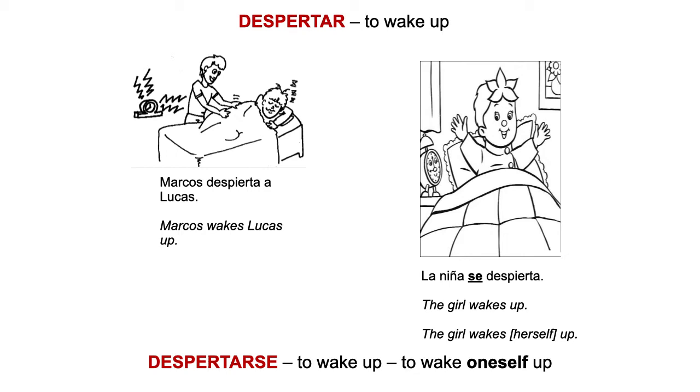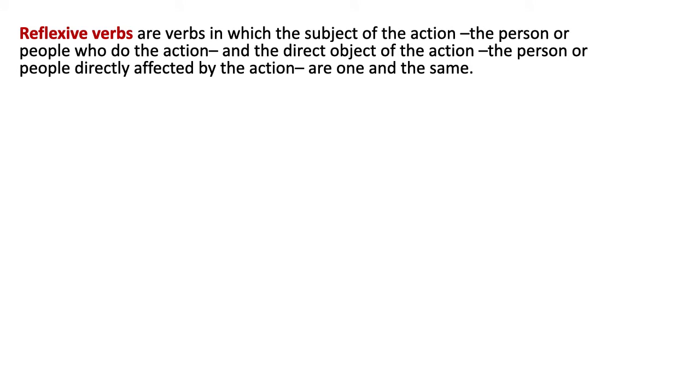The first one, despertar, is just a normal verb. The second one, despertarse, is what we know as a reflexive verb. Okay? So what are reflexive verbs? They are verbs in which the subject of the action, meaning the person or people who are doing the action, and the direct object of the action, meaning the person or people directly affected by the action, are one and the same. What do I mean by this?